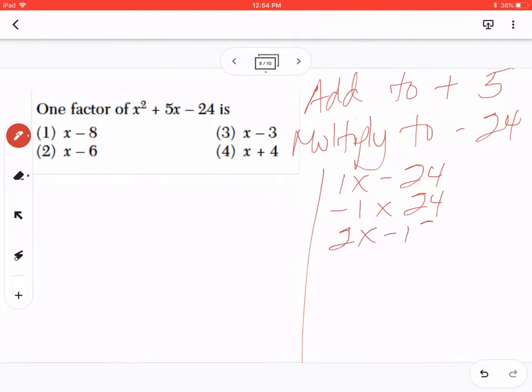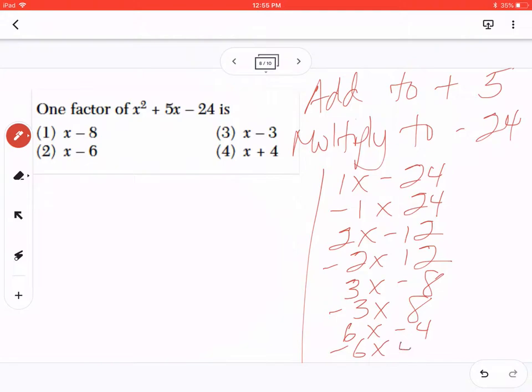2 times negative 12. Negative 2 times positive 12. 3 times the negative 8. Negative 3 times the positive 8. 6 times negative 4. Or negative 6 times positive 4. And you want to get a whole list of all the different factors that would multiply to be that last term, which in this case is a negative 24. And we also have to consider how the pair of numbers that we're going to choose also has to add to be the middle term.